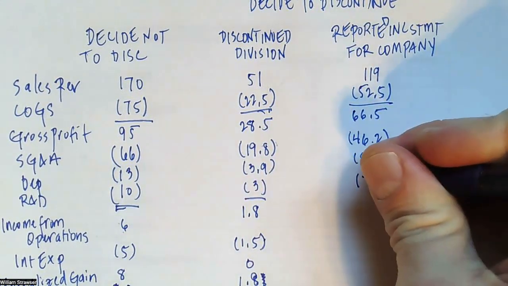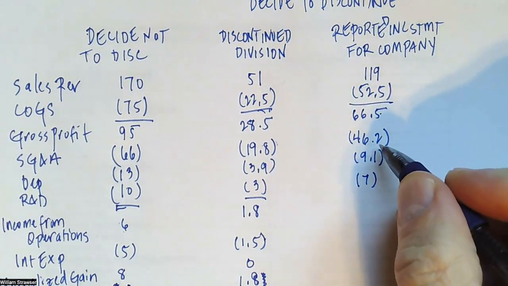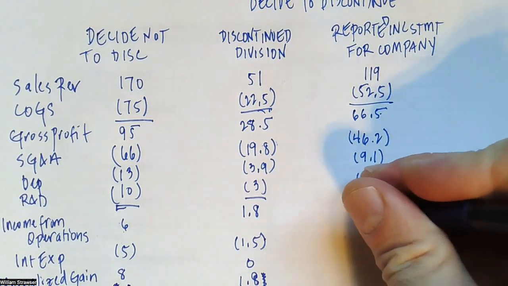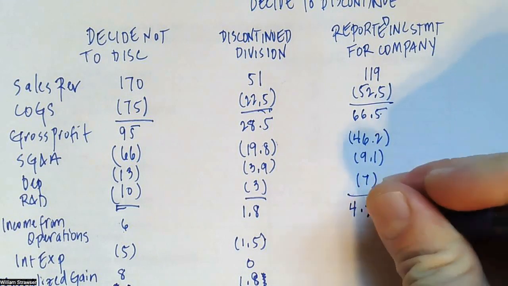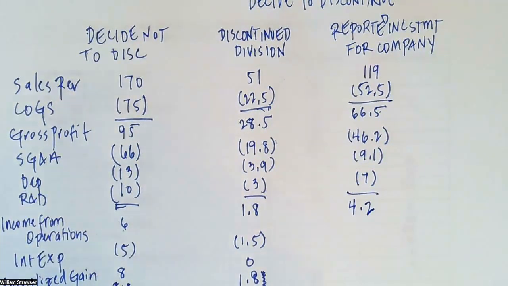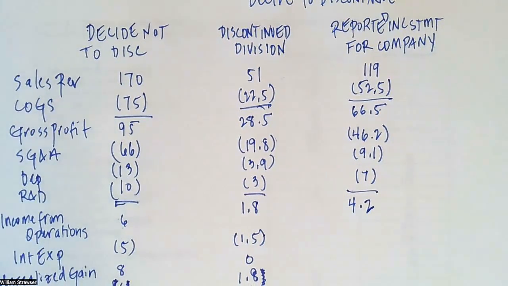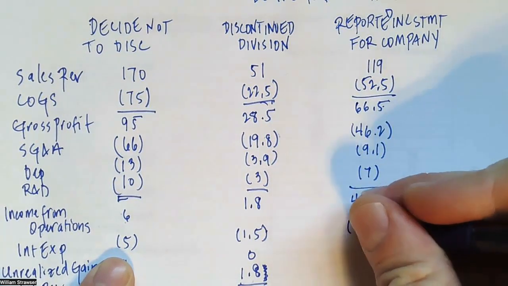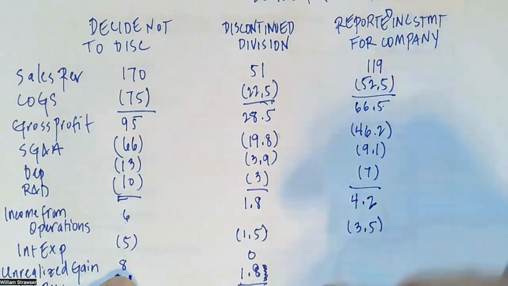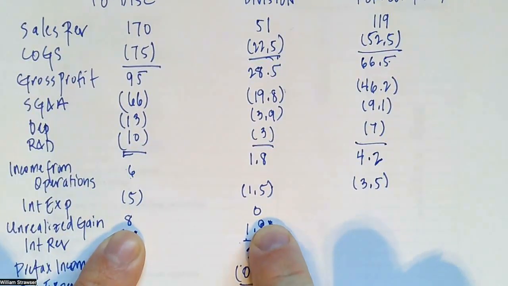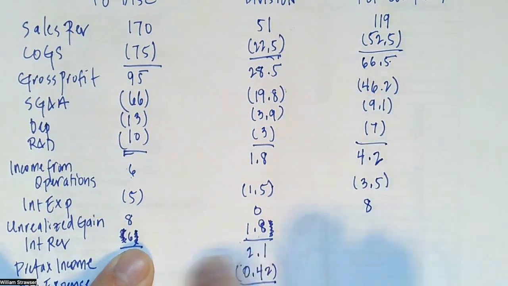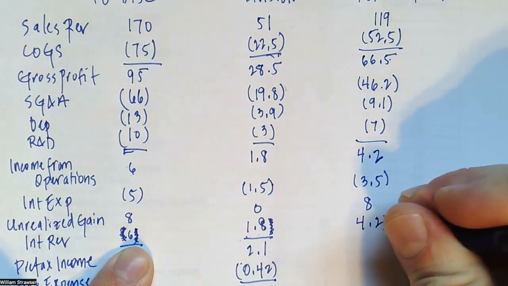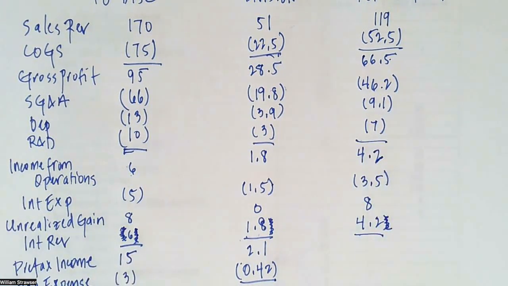For R&D, it's 7. And then take 66.5, subtract these 3 operating expense categories. It brings me down to income from operations for the continuing operations of 4.2. Now we incorporate those non-operating income items. Interest expense comes down to 3.5 for the continuing ops. The unrealized gain, remember, is totally a part of the continuing operations. So all 8 of that gets reported. The difference here brings me to 4.2. And every time it's revenue, it's revenue, it's revenue.